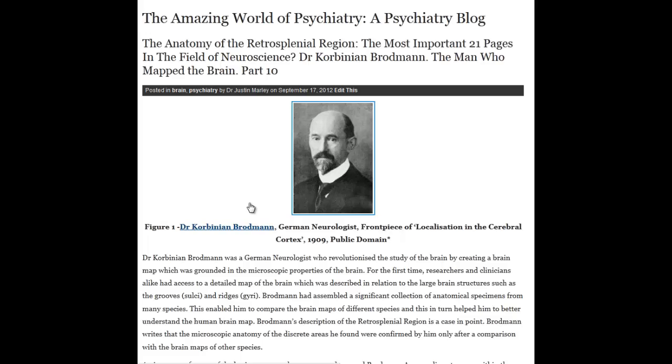Brodmann had assembled a significant collection of anatomical specimens from many species. This enabled him to compare the brain maps of different species, and this in turn helped him to better understand a human brain map. Brodmann's description of the retrosplenial region is a case in point. Brodmann writes that the microscopic anatomy of the discrete areas he found were confirmed by him only after a comparison with the brain maps of other species.